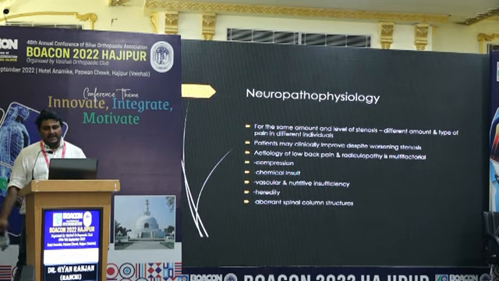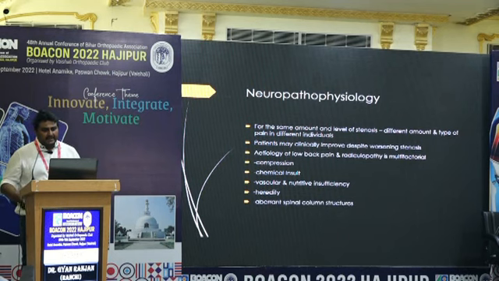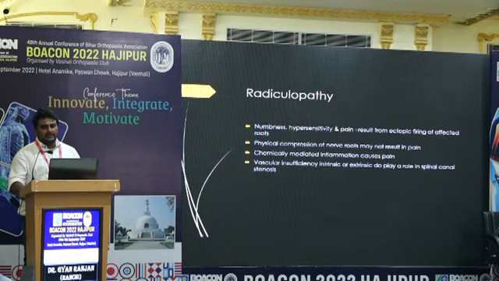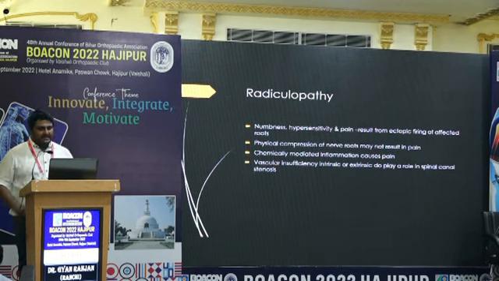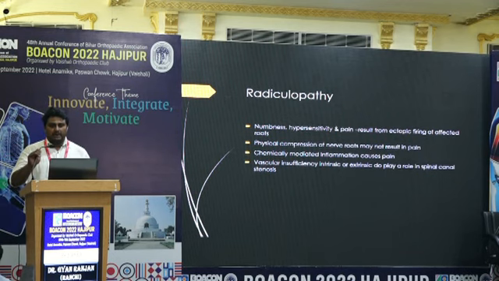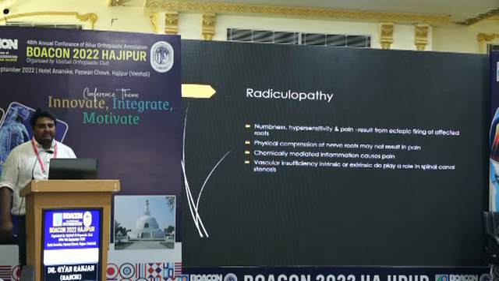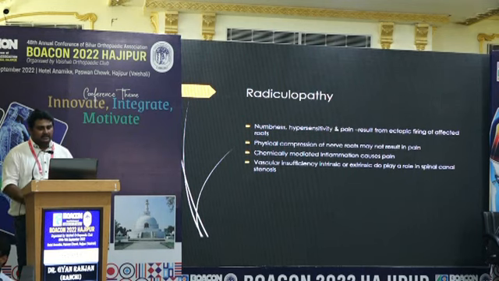Etiology of low back pain and radiculopathy is multifactorial: compression, chemical insult, muscular and nutritive insufficiency, heredity, and aberrant spinal column structures. Radiculopathy is seen as numbness, hypersensitivity, and pain resulting from ectopic firing of affected roots. Physical compression of nerve roots may not result in pain. Chemically mediated inflammation causes pain. Vascular insufficiency, intrinsic and extrinsic, does play a role in spinal canal stenosis.